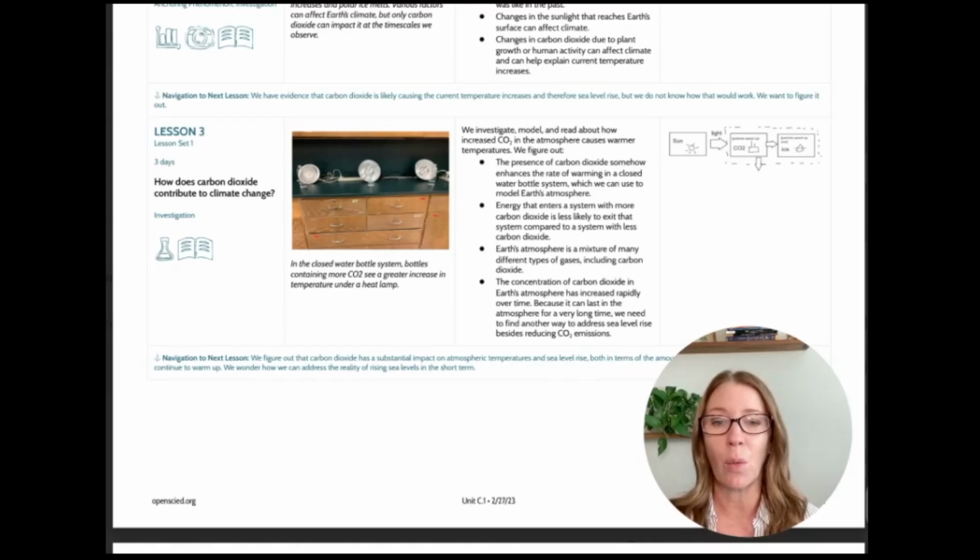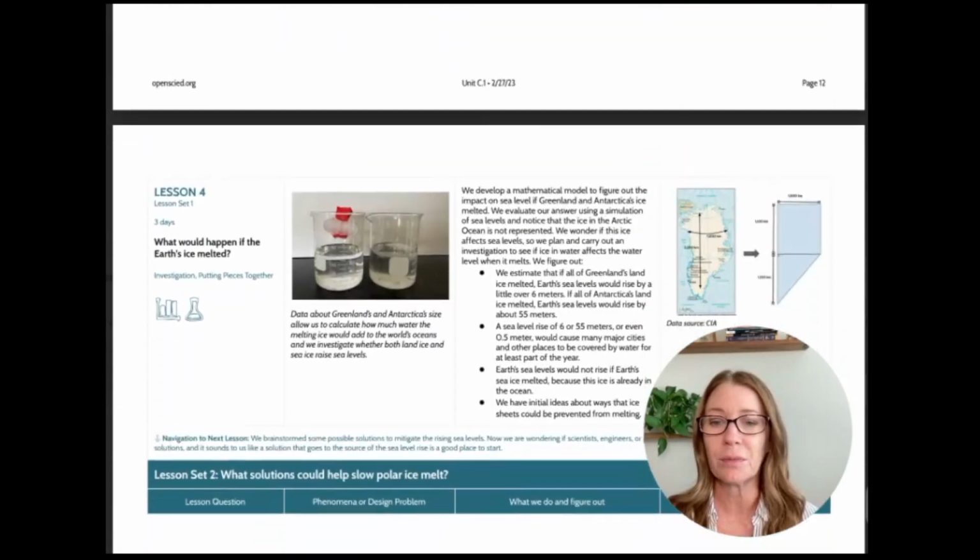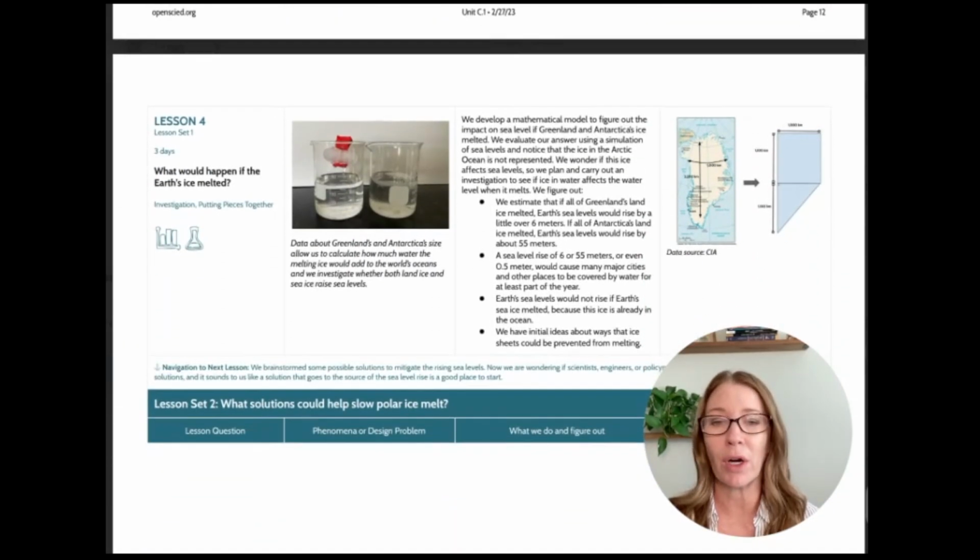And so we are going to find out that carbon dioxide does enhance the temperature of the atmosphere, the increase in temperature. We're not sure why yet, but we do know that carbon dioxide is contributing to this increased temperature. In lesson 4, we're going to start thinking about land ice versus sea ice.